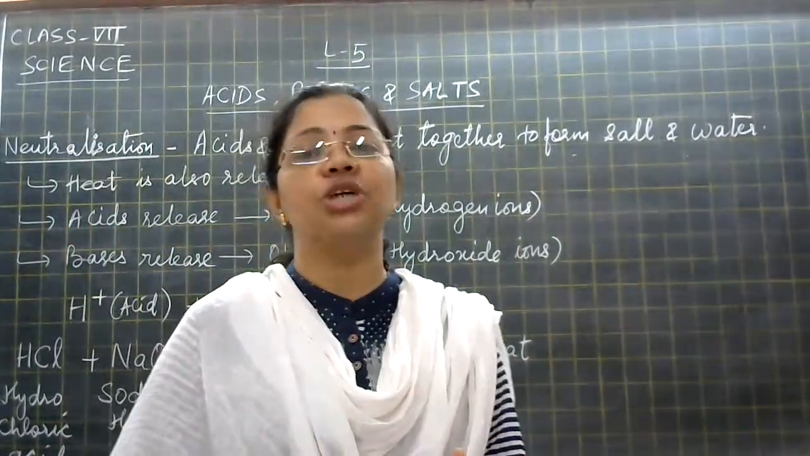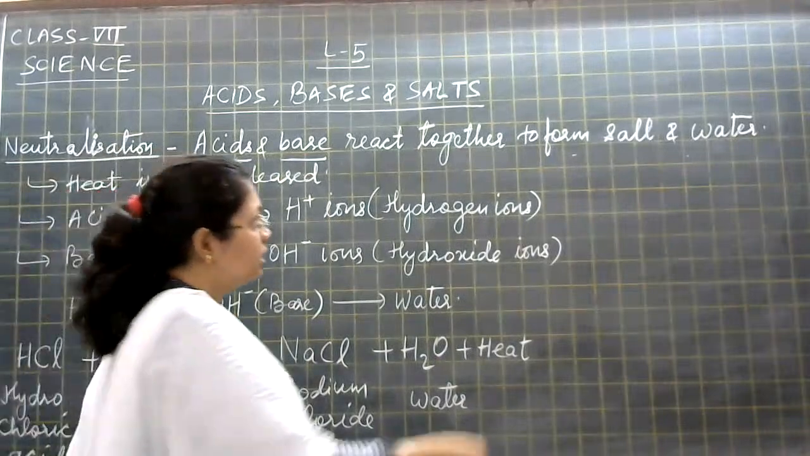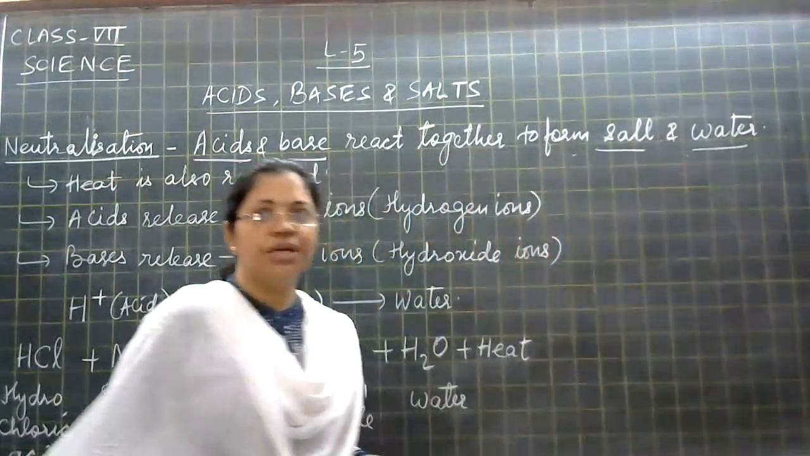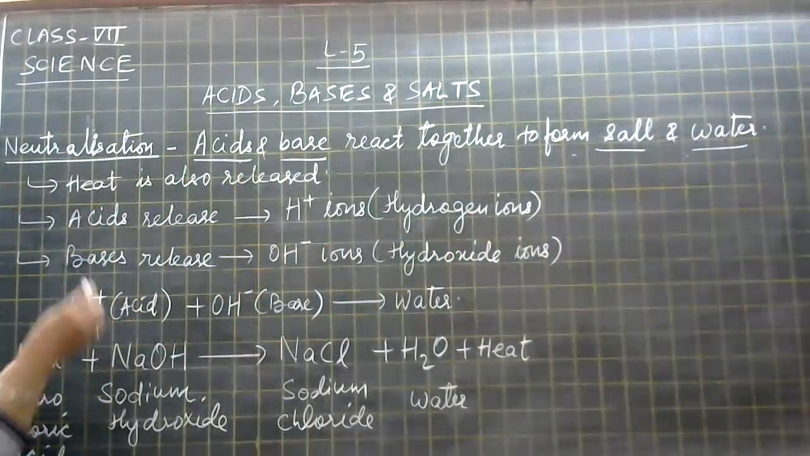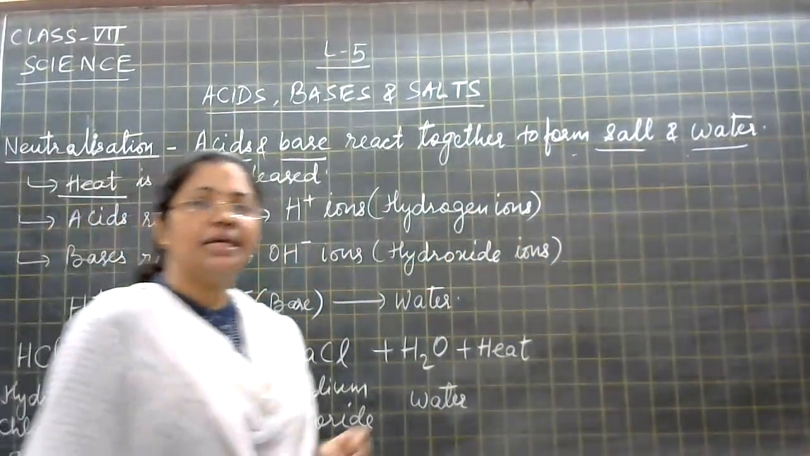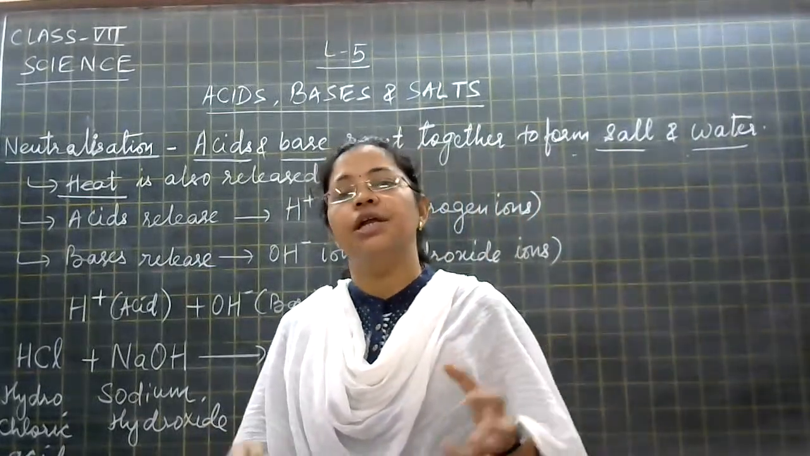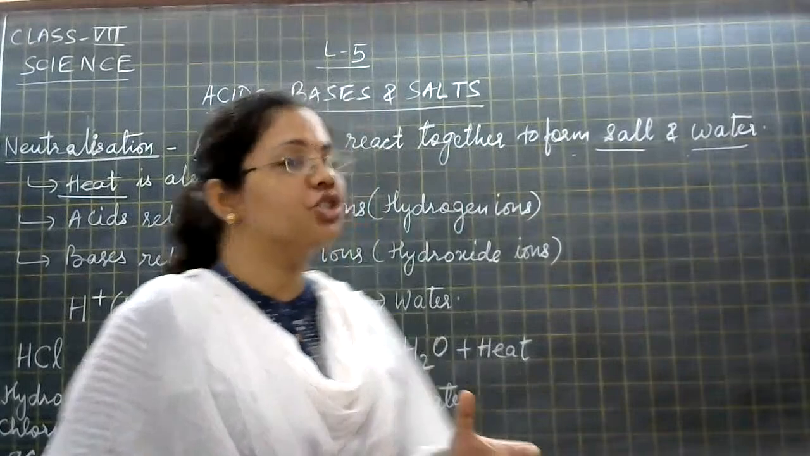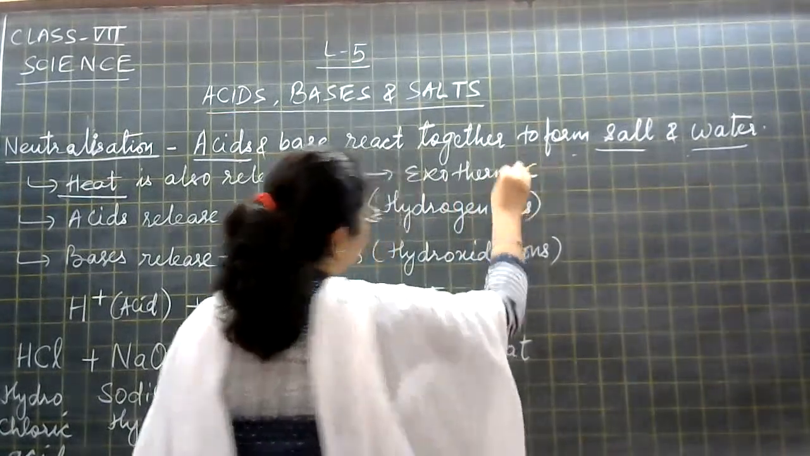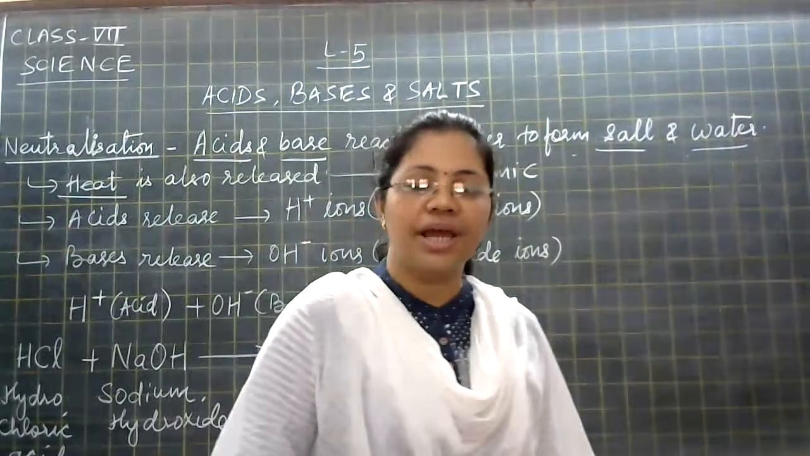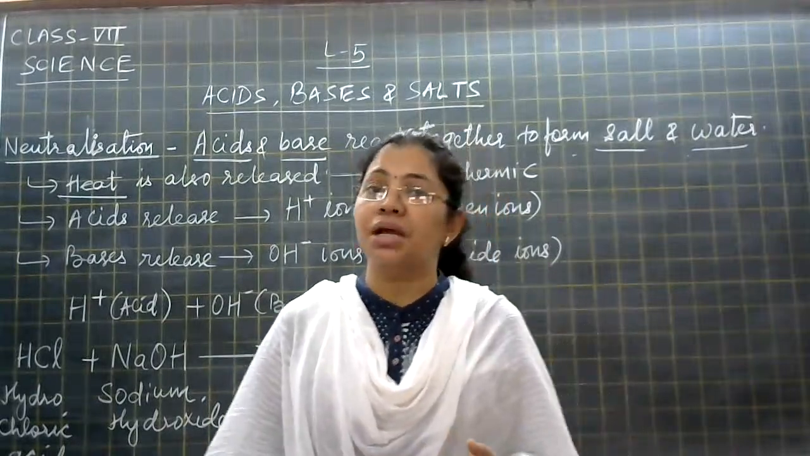Basically, it is a chemical reaction in which acid and base react together, and upon reaction they form salt and water. The two new substances obtained are salt and water. Along with salt and water, heat is also released. I told you in the last class that since heat energy is released during neutralization reactions, we say that these processes are exothermic by nature. Exo means outside and thermic means heat.